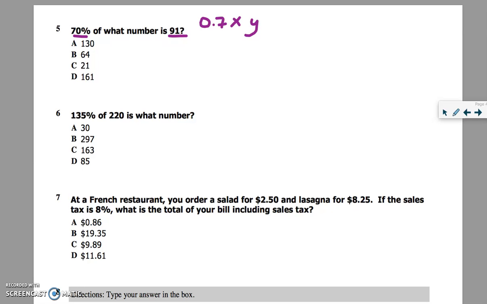70% of some number, y, translates to equals 91. You could simply do it this way and create your percent equation such that you have 0.7y equals 91. A simple one-step equation is created directly by using this method. Then divide both sides by 0.7, and you would get an answer of y equals 130 using your handy dandy calculator.